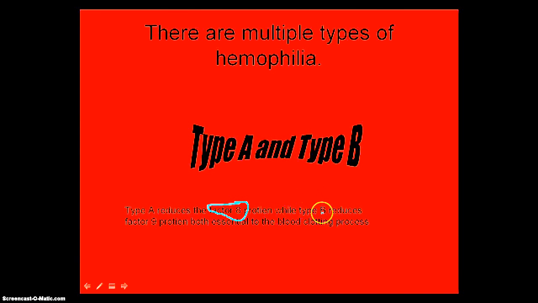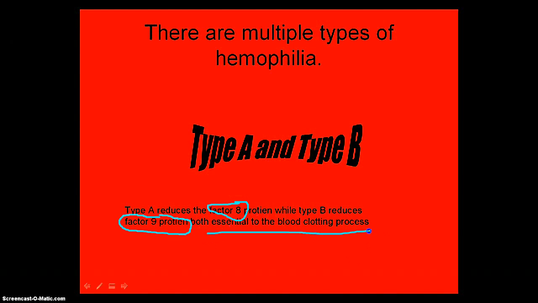Type A is really known as being a less severe case of hemophilia. It really is supposed to be less severe and it doesn't cause as many of the severe symptoms as type B does. Type B reduces factor IX protein, which is also, like factor VIII, extremely important to the body's blood processing system. Both are essential to the blood process.